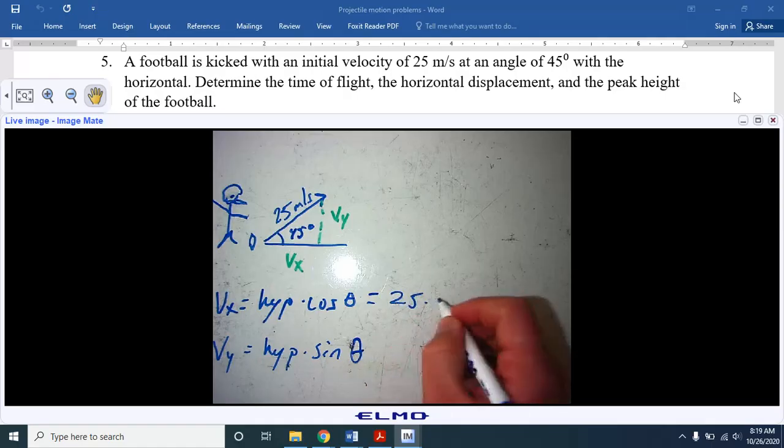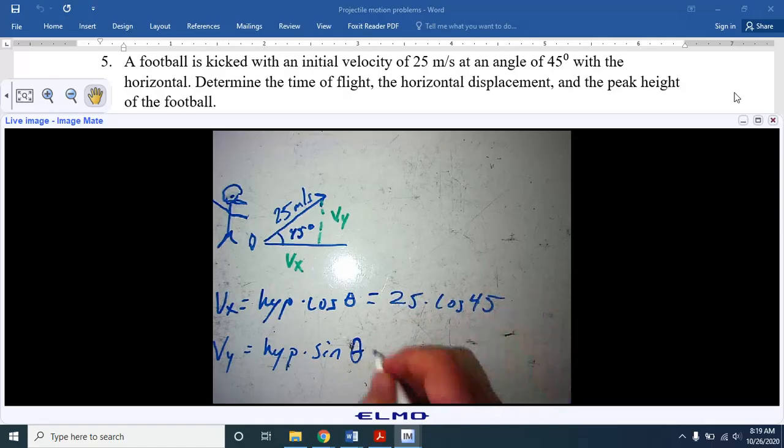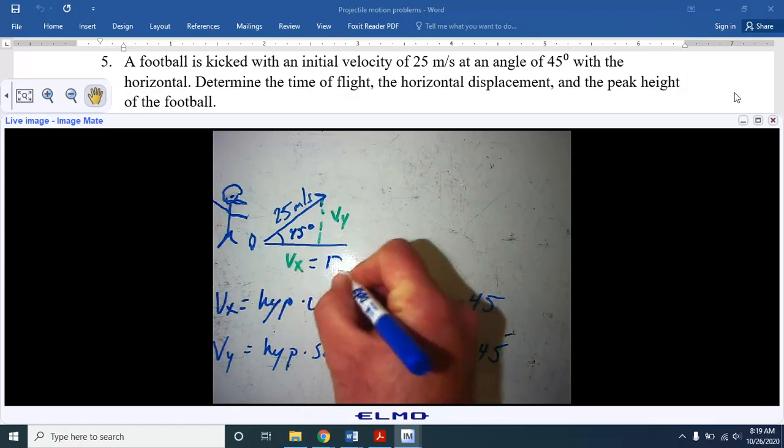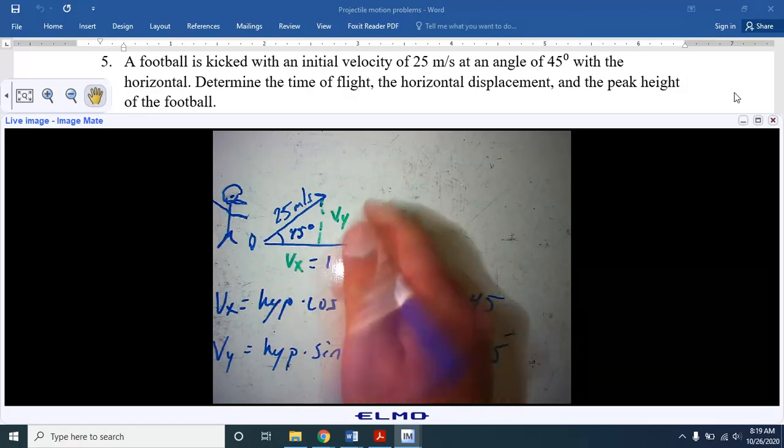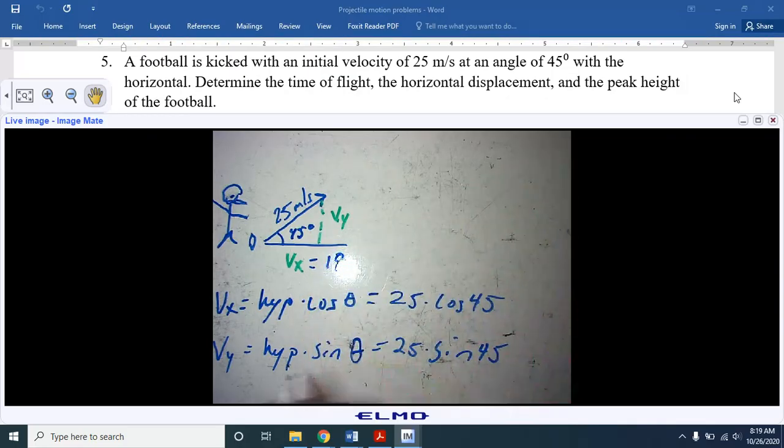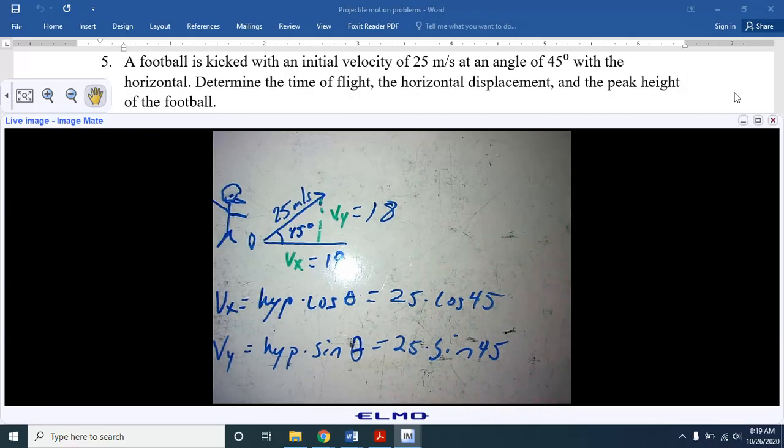I'm going to start plugging this in. I have 25 times cosine of 45 and 25 times sine of 45. This will get me my Vx and my Vy. My Vx is equal to 17, I'll just make it 18 for 2 sig figs for now. This one will also be 18, because anytime you have 45 degrees, your x and y are the same length, from math class. Hopefully you remember that. It's 18 and 18.